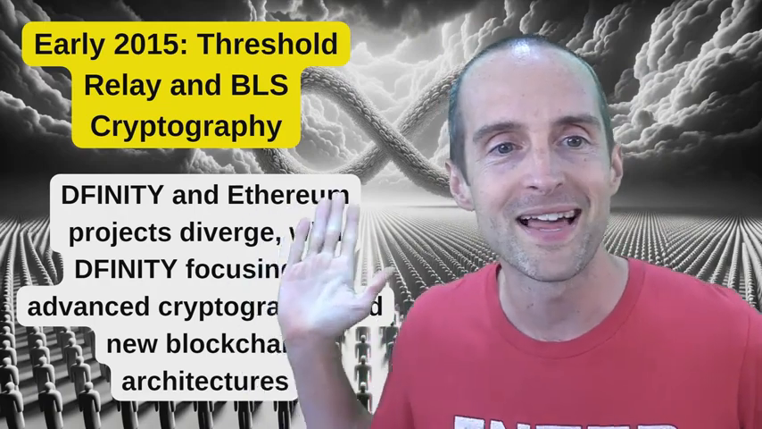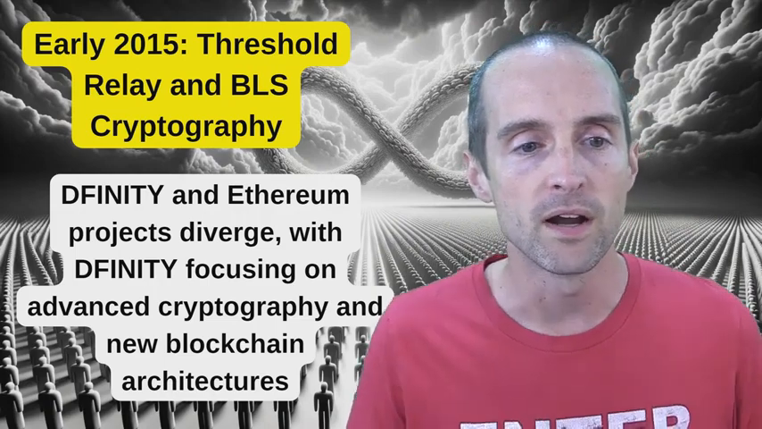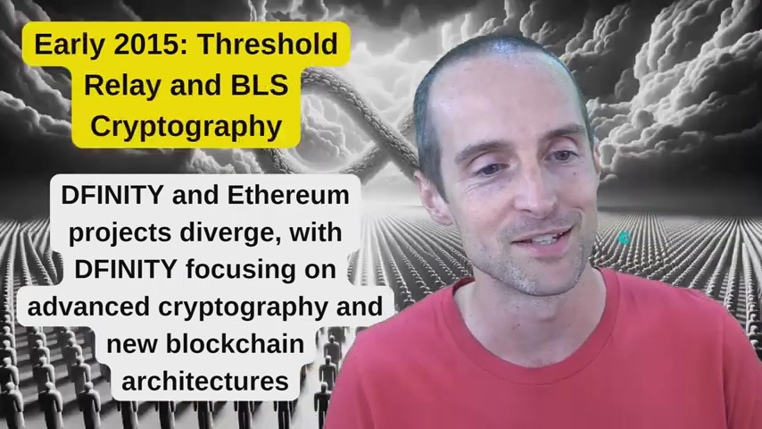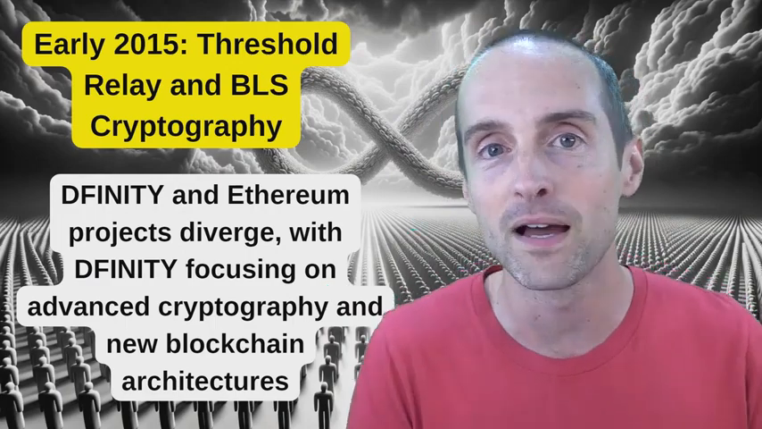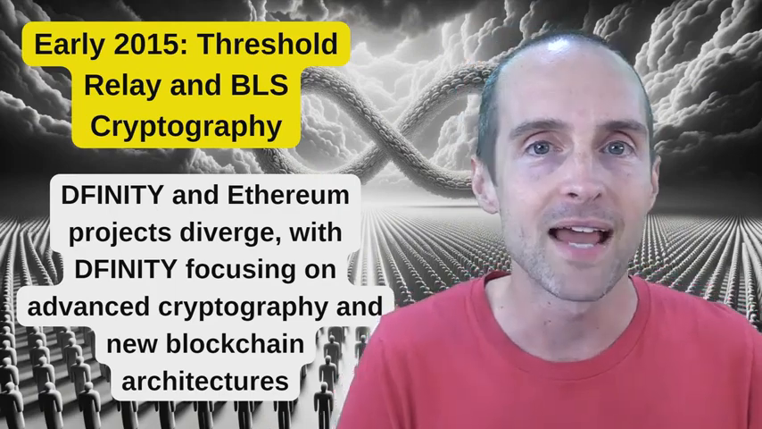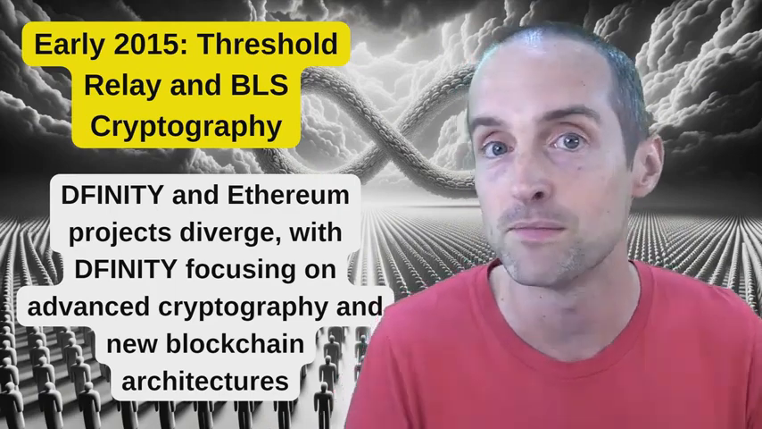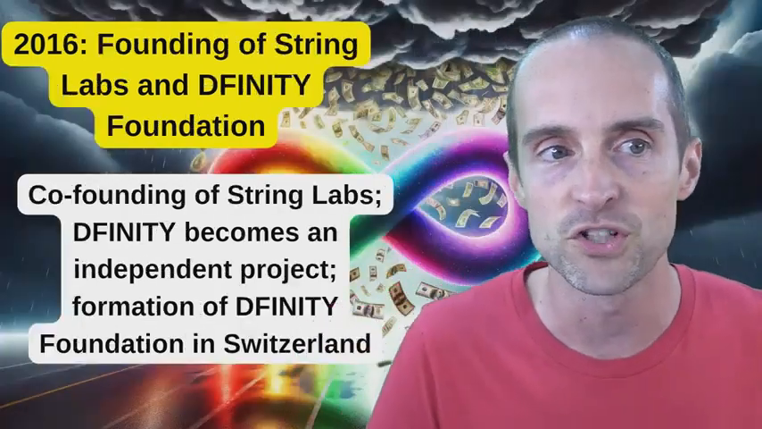There's threshold relay and BLS cryptography. These were breakthrough ideas at the time, where I guess I didn't copy and paste this correctly from my presentation notes, but he invented BLS cryptography, or was a part of inventing that, and Vitalik was not sold on that being safe, and that ended up being implemented in future versions of Ethereum.